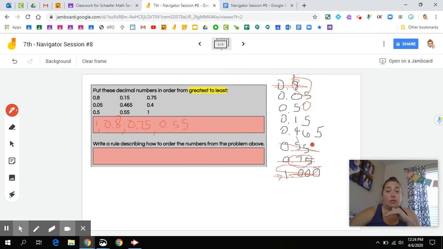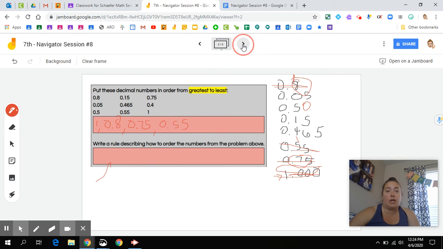Continue adding on zeros if you need to in order to compare. Looking at that first place, if they're tied, then moving to the next place over, and so on. And then you're going to write your rule describing how are we doing this? Where did we start? If we had two numbers that were the same, where did we have to go next? And so on. So go ahead and do that work, pause this, and then come back when you're finished.